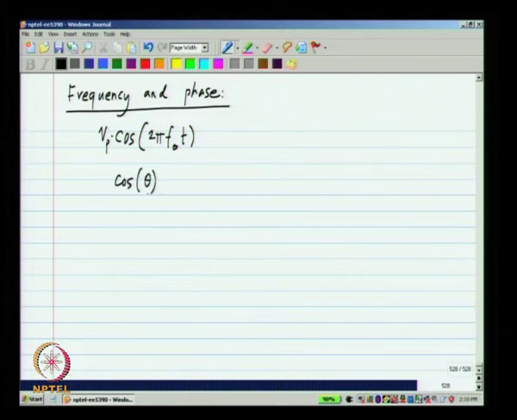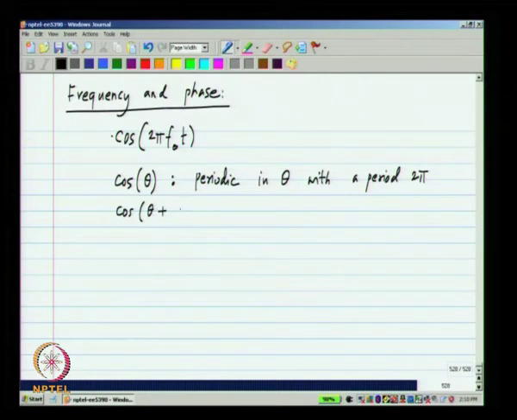that is cos theta. Let me remove that V p from here onwards. Cos theta, this is a function that is periodic in theta with a period 2 pi, that is, cos of theta plus n times 2 pi for any integer n will be the same as cos theta. Okay. So, this is something we all know.